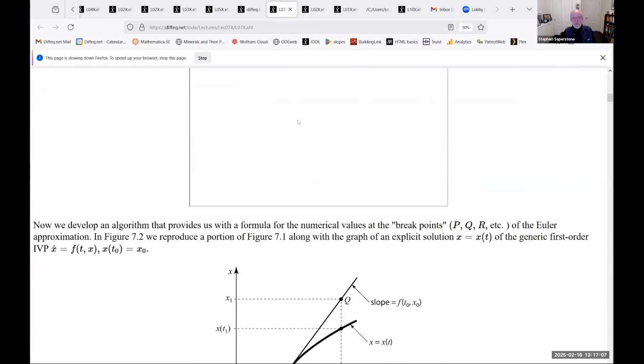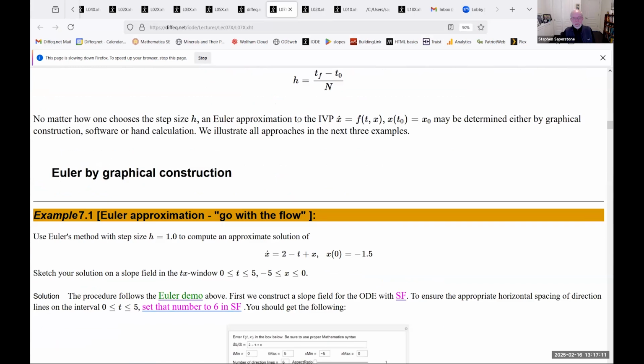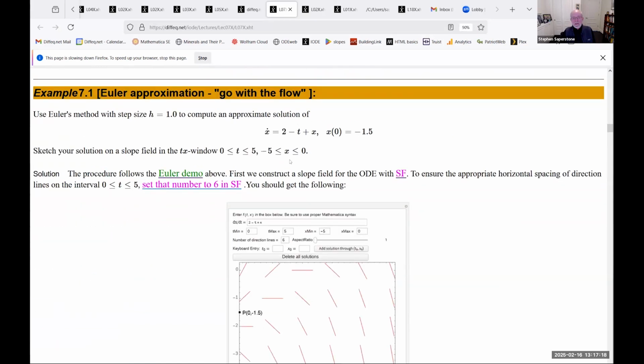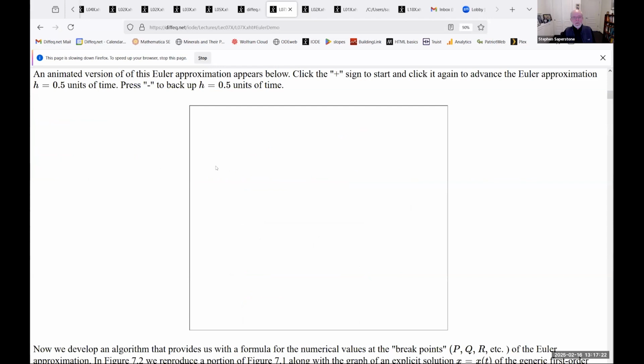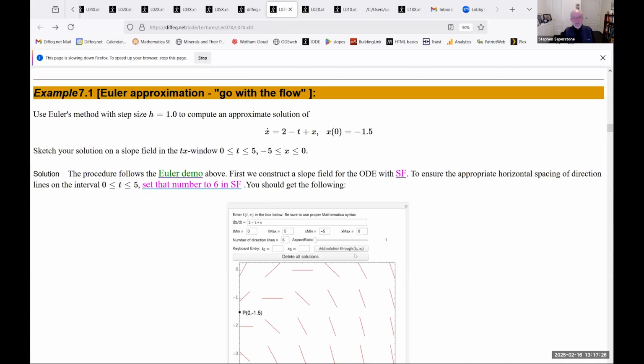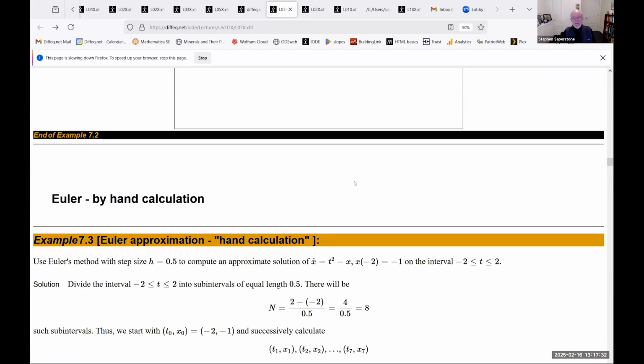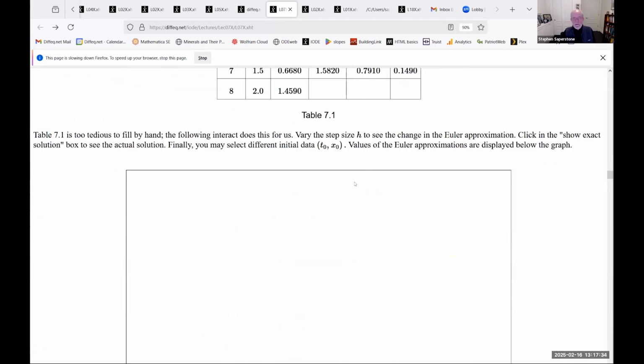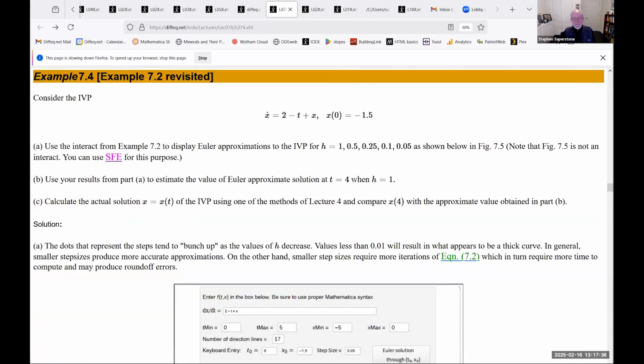So here's a lecture on Euler's method. And again, you have links to follow to Euler's demo. This one here, again, it's not responding. I'm sorry about that. These big blanks are where the cloud has decided to disappear.